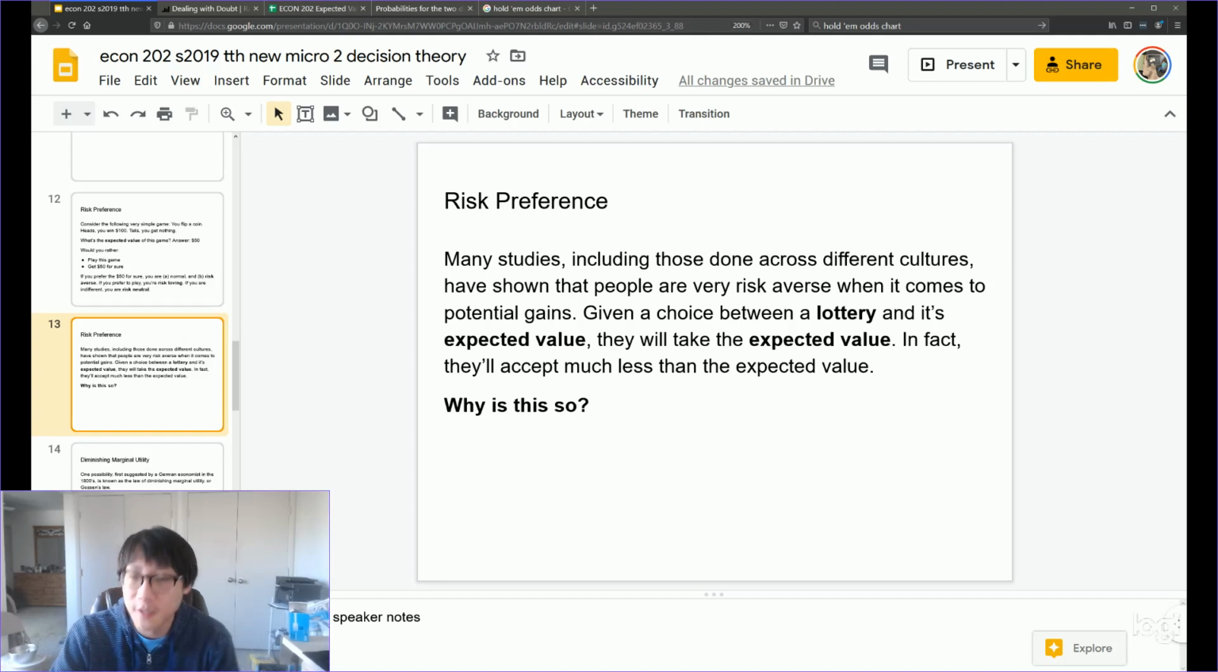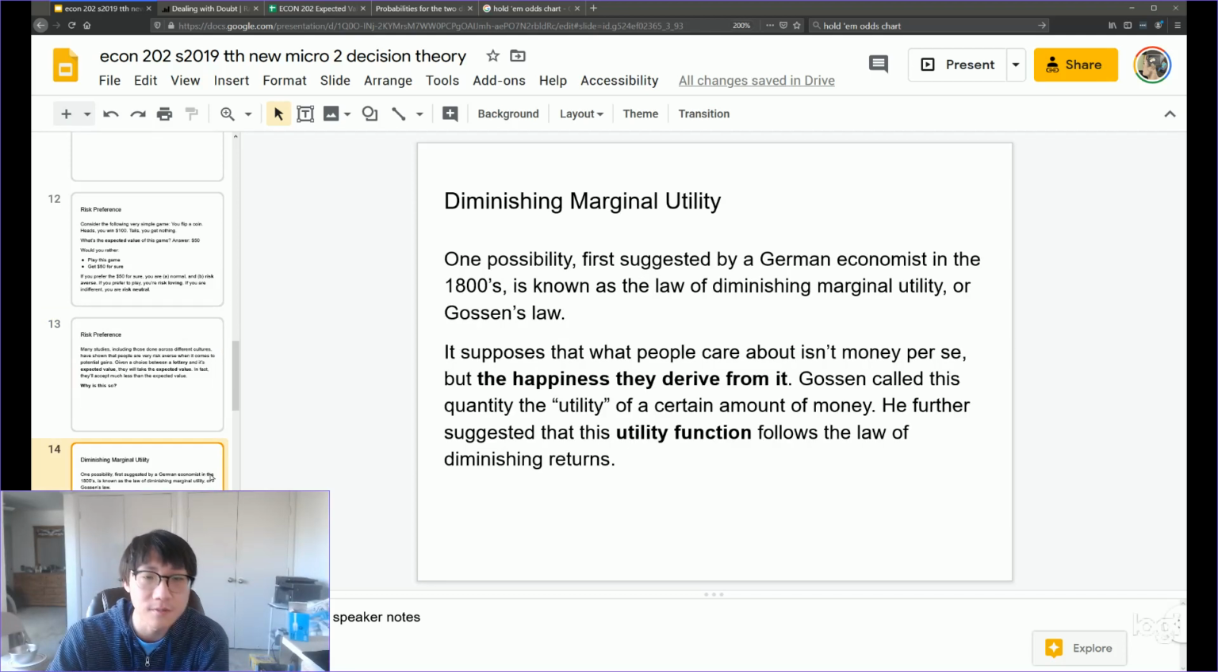Well, there's a number of potential explanations for this. Okay, but one possible explanation, and one quite useful explanation, is the concept of diminishing marginal utility. Now, we haven't used this term utility yet in our class, but it is a fundamental concept in microeconomics.